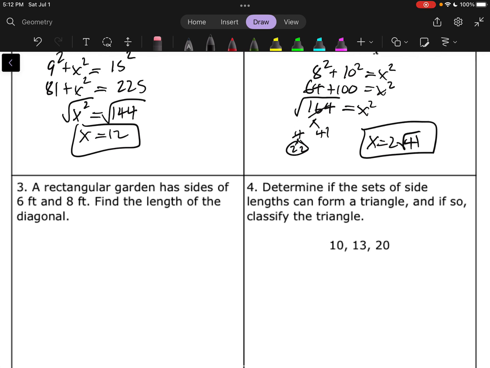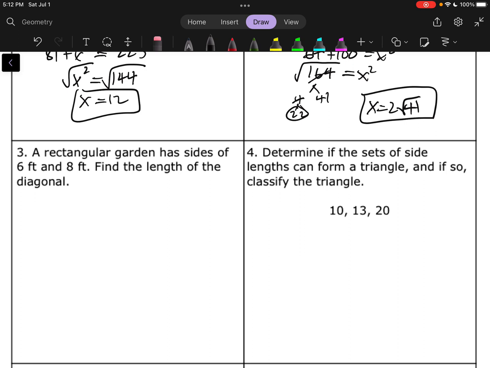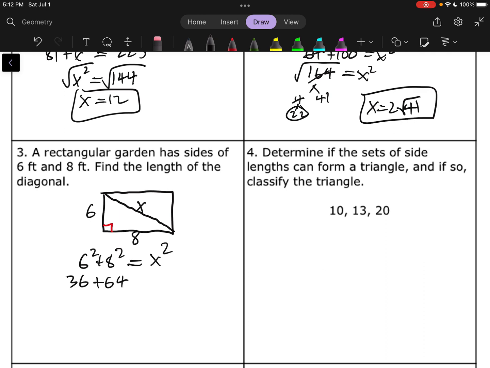Okay. Number 3 says a rectangular garden has sides of 6 and 8. Find the length of the diagonal. Now the diagonal goes from corner to corner. Now, hopefully you remember that rectangles have right angles, so this makes a little right triangle. We want to know that. So I'm going to do 6 squared plus 8 squared equals x squared. 36 plus 64 is equal to x squared. We get 100 for x squared, which means we take the square root of that and we get 10. The length of the diagonal is 10.